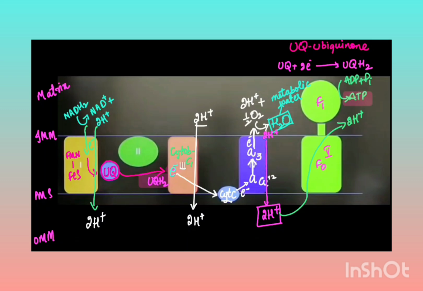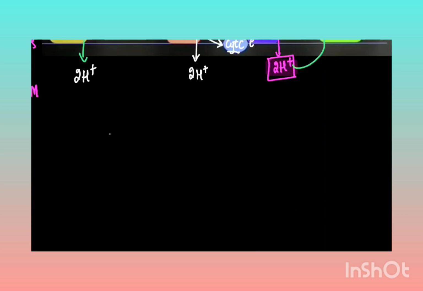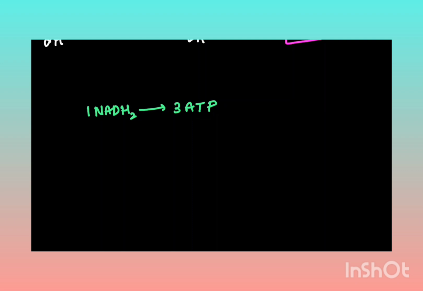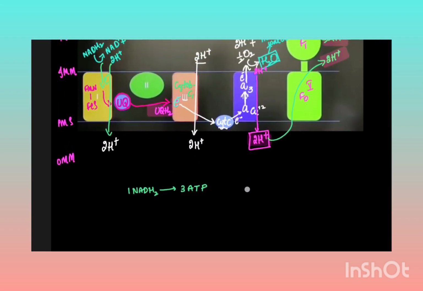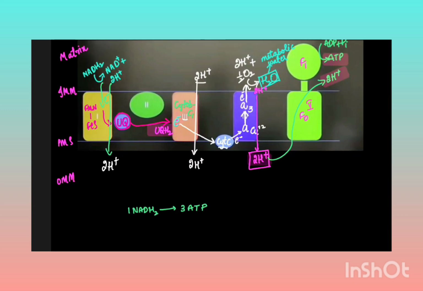For each ATP produced, 2H plus passes through the F0 from the intermembrane space to the matrix down the electrochemical proton gradient. Oxidation of 1 NADH2 gives you 3 ATP. So this was all about how 1 NADH2 results in the production of 3 ATP. Now let us learn how 1 FADH2 produces 2 ATP molecules.